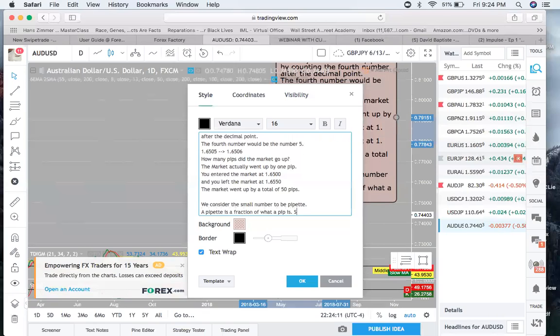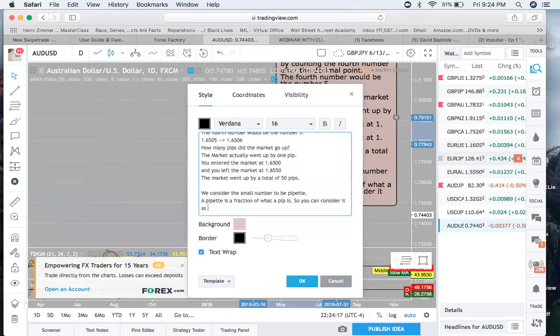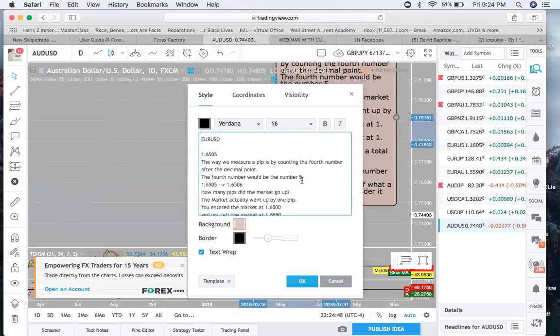So you could consider it like a step brother, right? It's a number that you don't really need to focus on. You don't really need it. It doesn't have to be there, but it's just there to calculate the fraction of the pip. But it's not really necessary when it comes to trading, right? So when it comes to every single pair, majority of the pairs have 4 numbers after the decimal point.